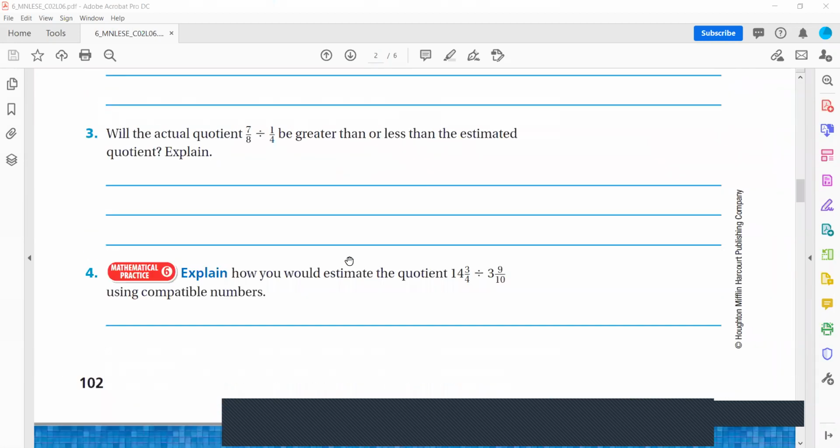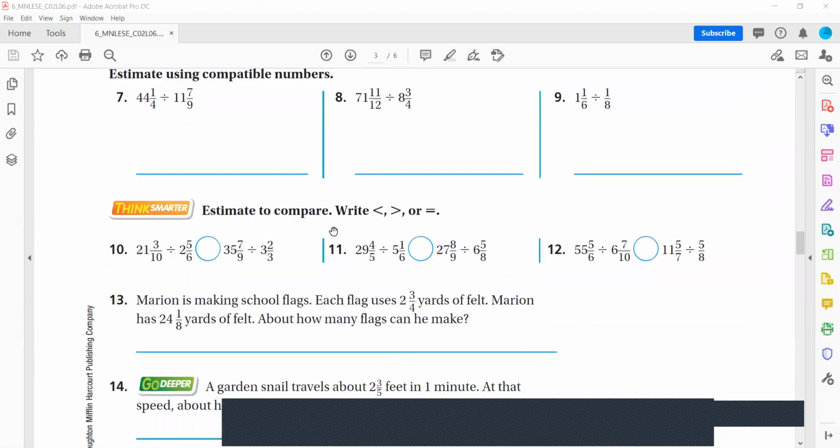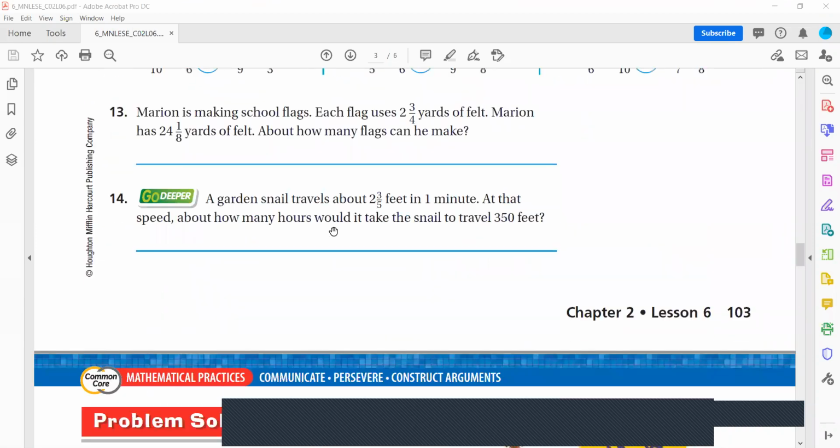Okay, so now turn to page number 103. Turn to page number 103.